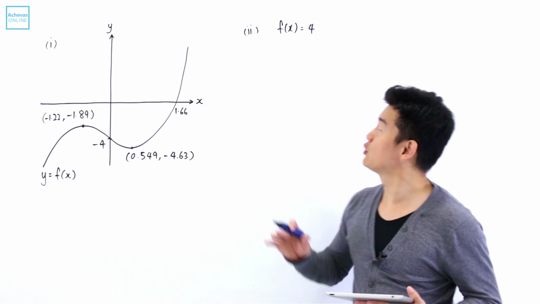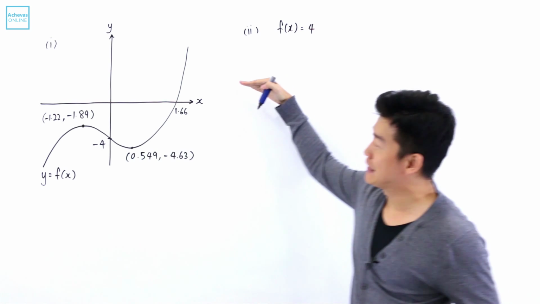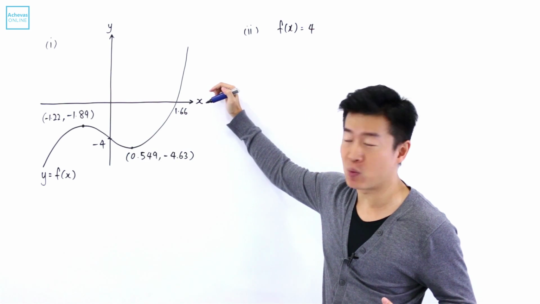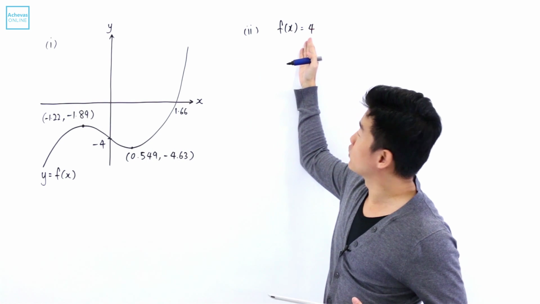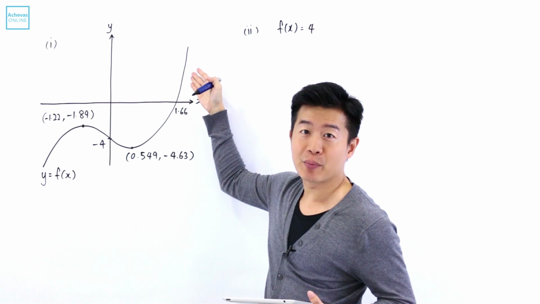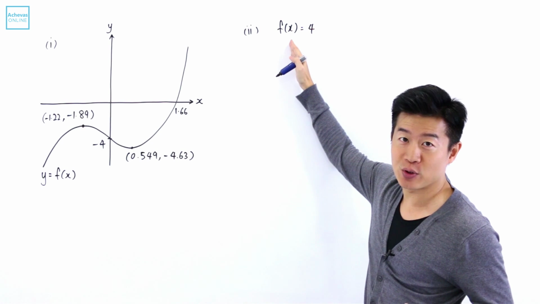What we need to do is to now solve for f(x) = 4. To solve for this, I just need to sketch another line onto the graph that I've already drawn in part 1. The graph is y = f(x), and I'll sketch the line y = 4 onto it. Finding the x coordinate of the point of intersection is going to give us the solution to this equation.